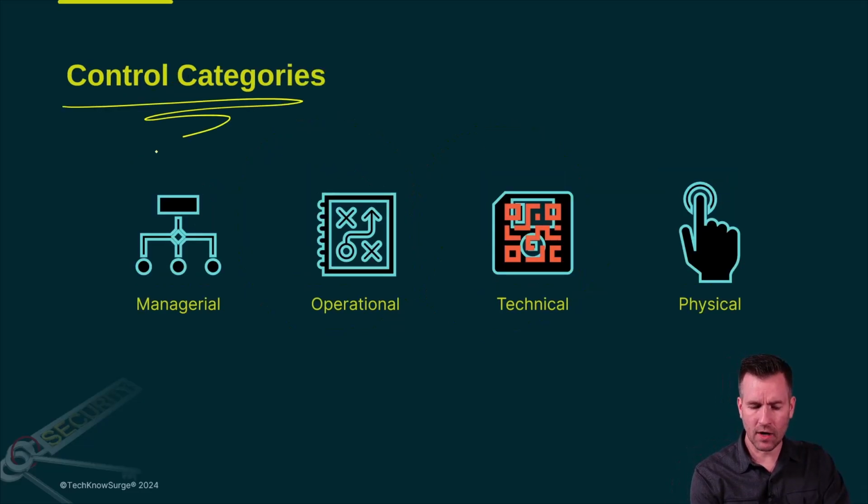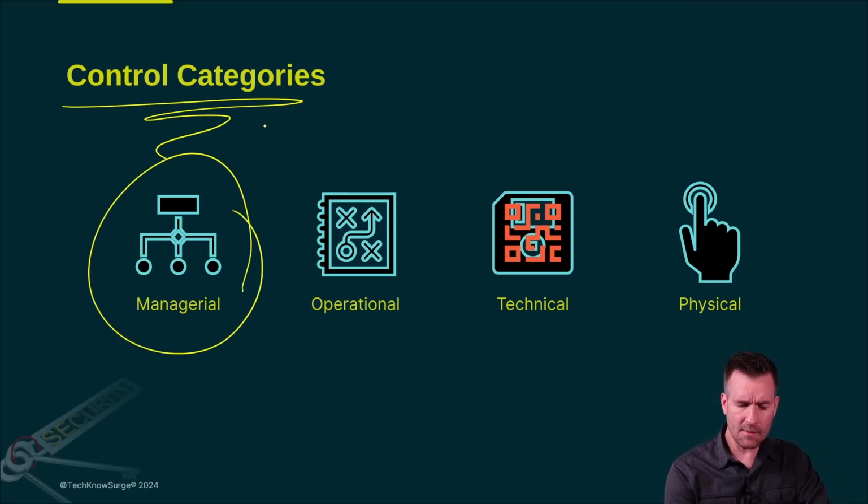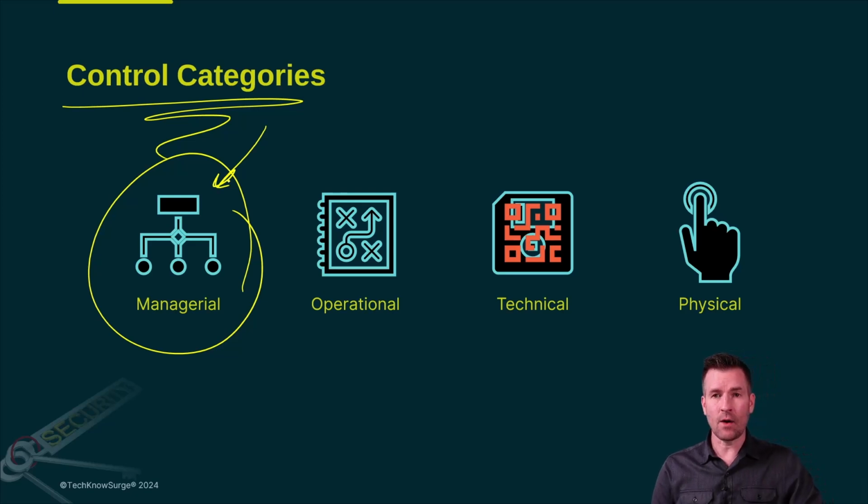Controls can be categorized in several different categories. One is managerial. These are going to be our high-level policies that we operate by. For instance, an acceptable use policy that we make our users sign. And so that's going to be a policy that sets the tone for how we're going to operate.